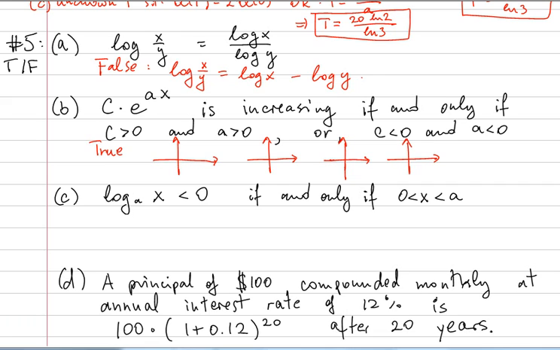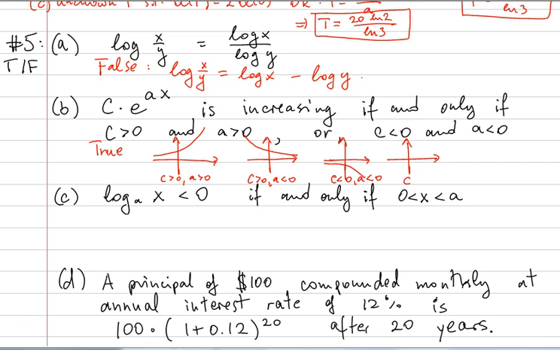These are the four graphs. So this is c positive, a positive. This is the usual exponential graph. When c is negative and a is positive, we get a flip in the x-axis, a mirror image in the x-axis. When c is positive and a is negative, we get a flip in the y-axis like this.